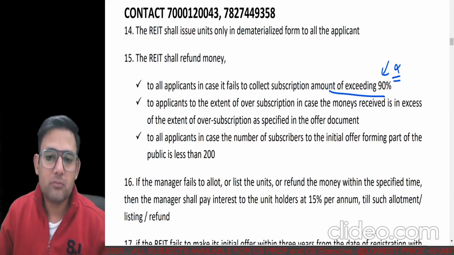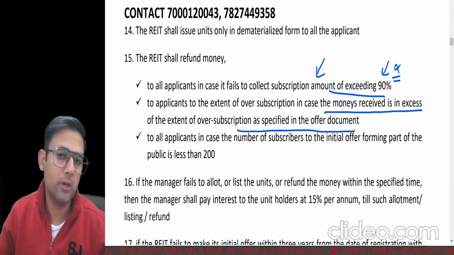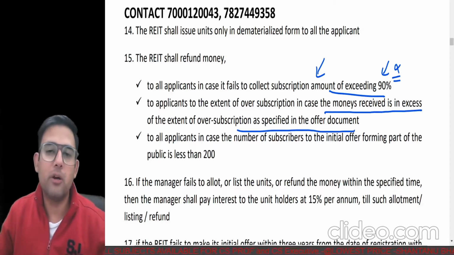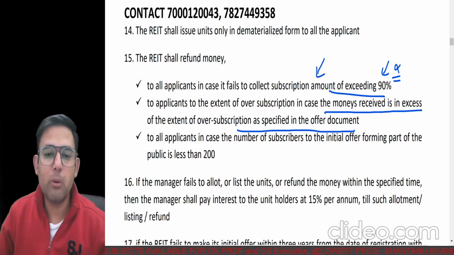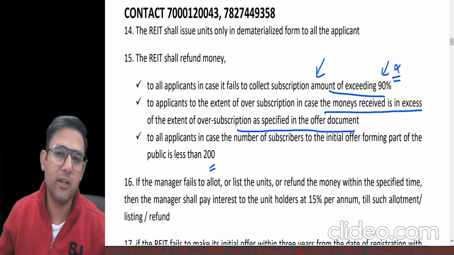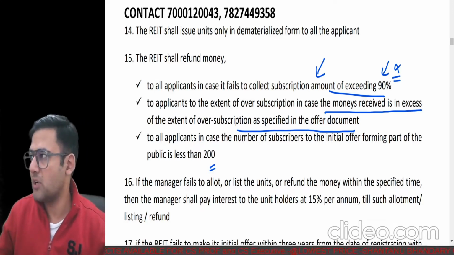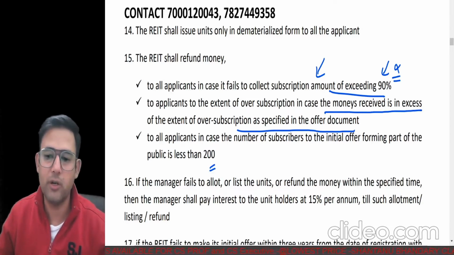And then the reasons for which people will get a refund are either the issue has failed, or the issue has been oversubscribed. In case it has been oversubscribed, they will be given some units in the form of proportionate allotment, and the money over and above that will be refunded to the investor. Further, it's being said that a minimum of 200 investors are required. 90% is a different criterion. But if the number of investors who have invested in the REIT falls below 200, then again it will be a failure of the issue and the amount has to be refunded.